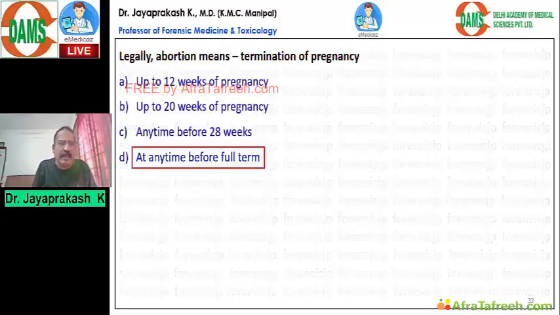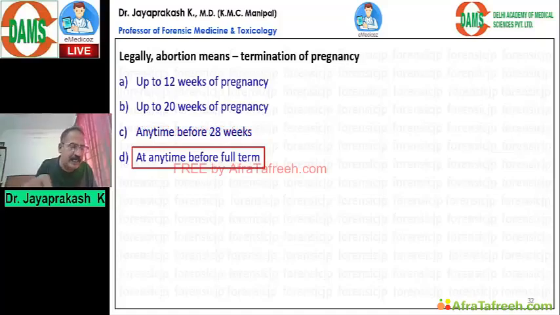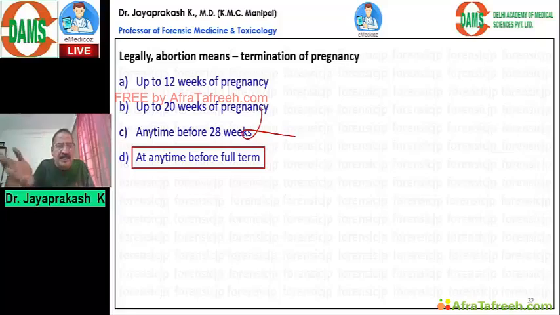Now here again, students always say, because Williams Obstetrics says, abortion means termination of pregnancy before viability. So many students say before 28 weeks. That is wrong. Here, as per law, abortion means termination of pregnancy at any time before full term.